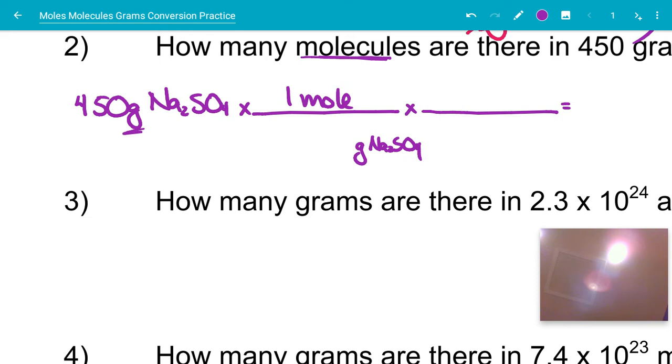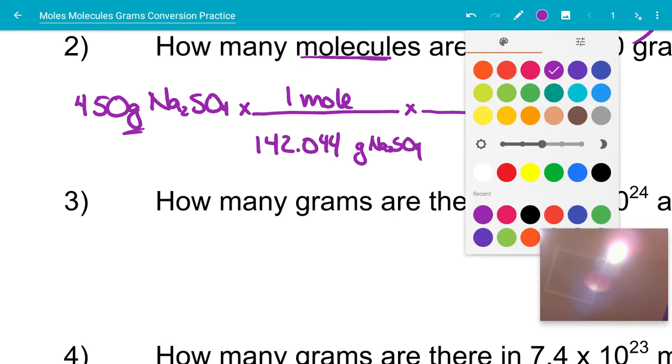So 22.99 times 2, so I've got 2 sodiums, plus a sulfur. It looks like sulfur is 32.064 plus, and then I had 4 oxygens, 4 times, I'm just going to say 16.00, close parentheses, equals. It's hard for me to do this math while I'm talking, so hopefully I'm doing it right, but you get the idea at least, 142.044.